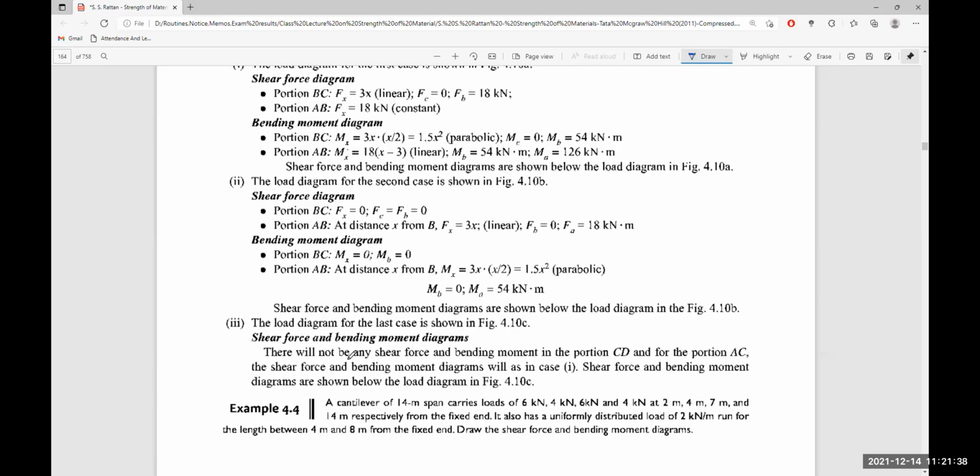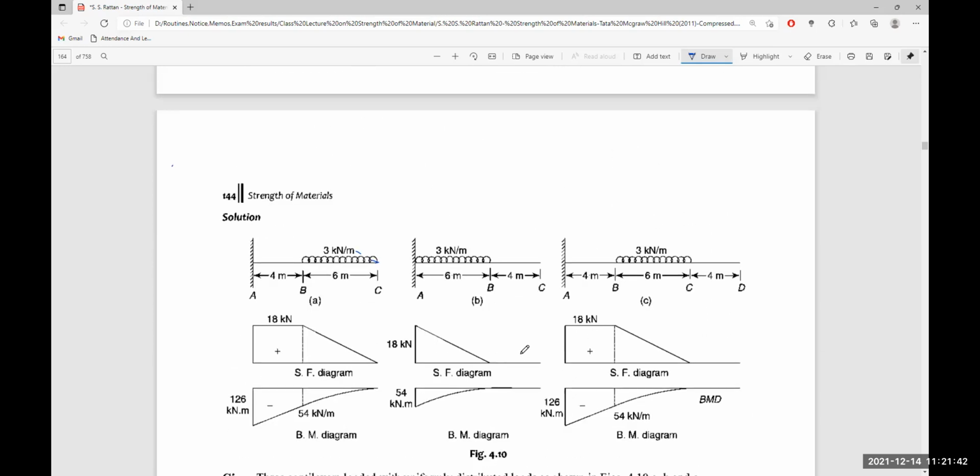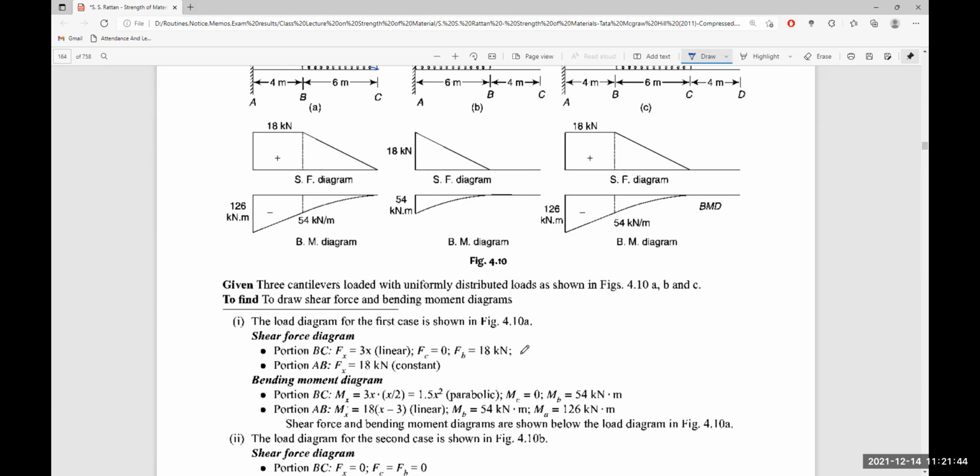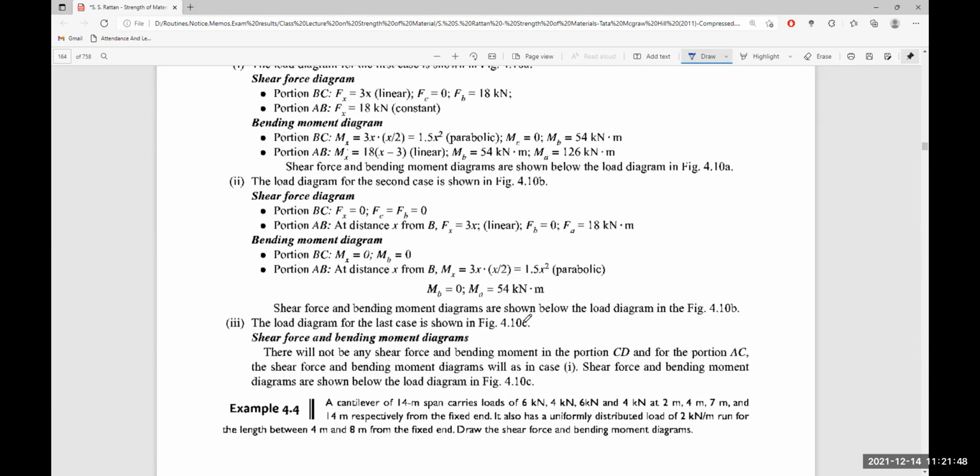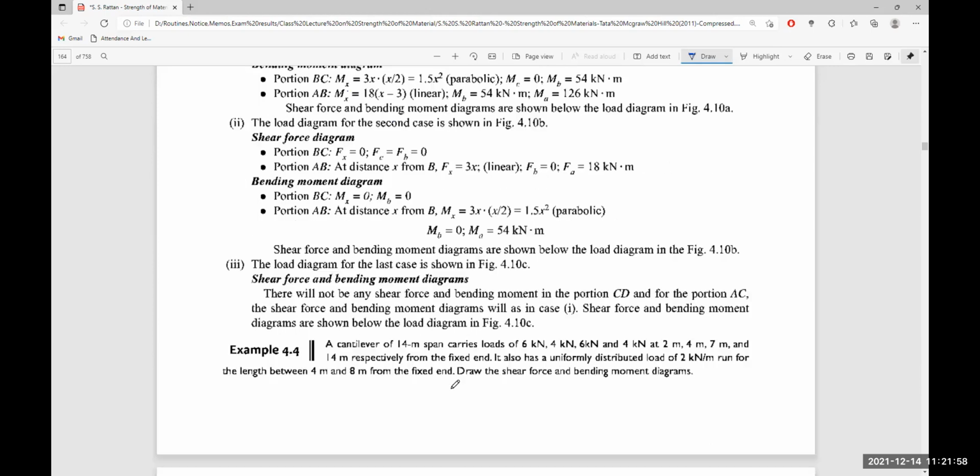Number 3, there will be no shear force and bending moment in portion CD. Here, in CD and AB, there is no shear force or bending moment. The shear force and bending moment diagram will be as in the figure. The shear force diagram is as shown in this figure.